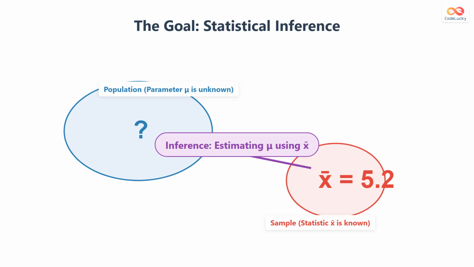Why do we have two sets of numbers? This is the heart of statistics. In the real world, the population parameter, like the true mean mu, is unknown. We cannot measure everyone. So, we take a sample and calculate a statistic, like x-bar. We then use that known statistic to make an inference or an educated estimate about the unknown parameter.